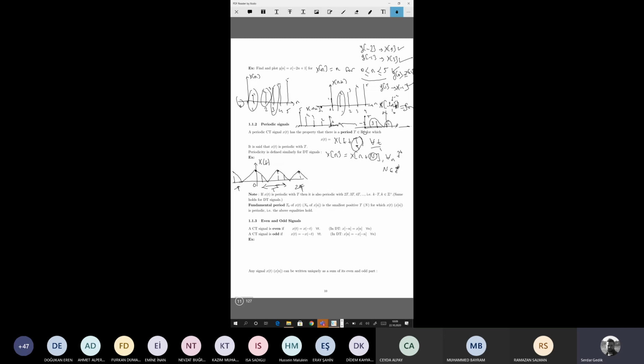Well, what about a discrete example? Let's plot a discrete example. High sample, let's say low sample, and high sample. Again, high sample, low sample, high sample, high, low, high. So I have such a, let's say, x of n.